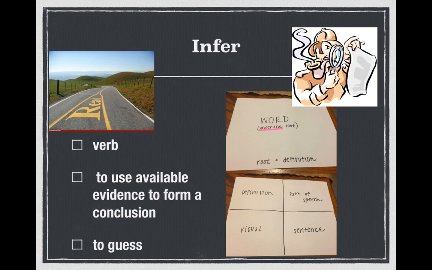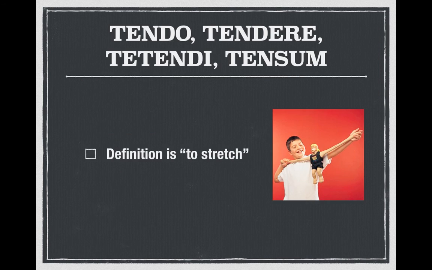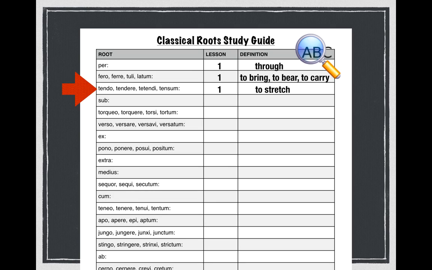Feel free to pause again at any time if you need more time on your note cards. There's one more root that we're learning in this lesson, tendo, and it means to stretch. So again, take out that root card. You'll see it's the third one down. You can write that it's from lesson 1, and it means to stretch. The last two words that you're making note cards for this lesson will use the root tendo.